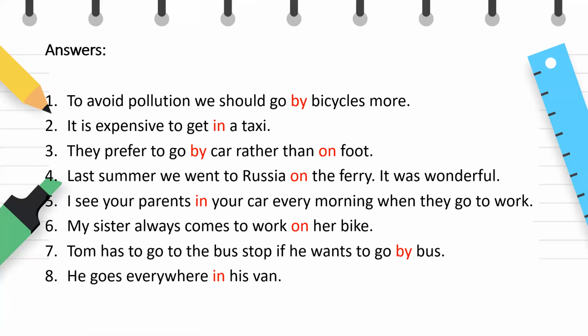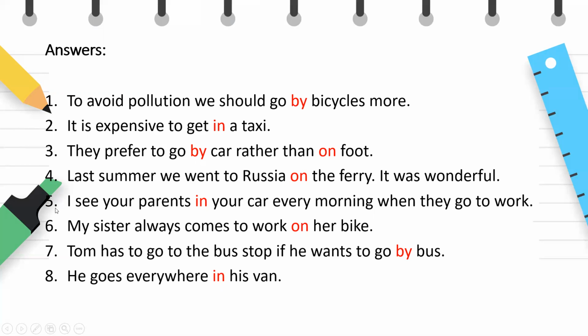Now let's check the answers. Number 1. To avoid pollution, we should go by bicycles more. Number 2. It is expensive to get in a taxi. Number 3. They prefer to go by car rather than on foot. Number 4. Last summer, we went to Russia on the ferry. It was wonderful.